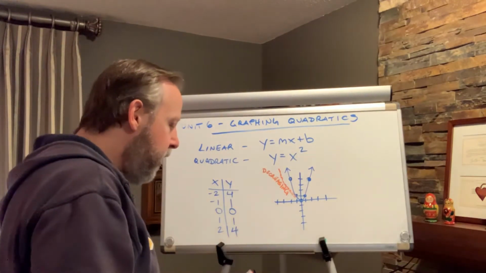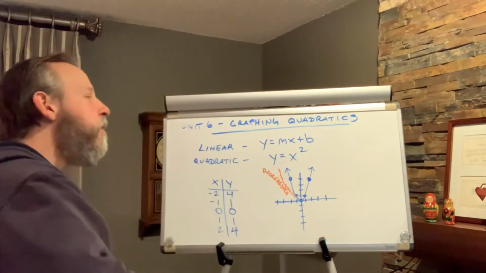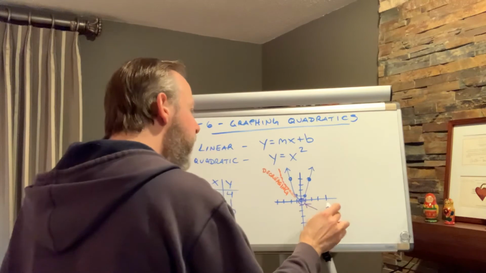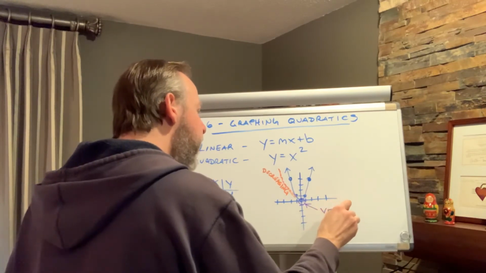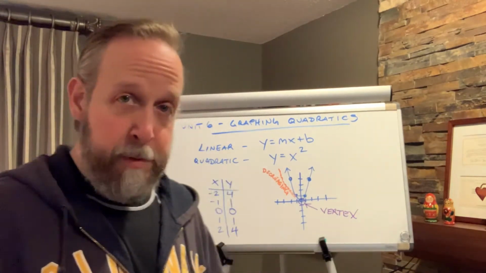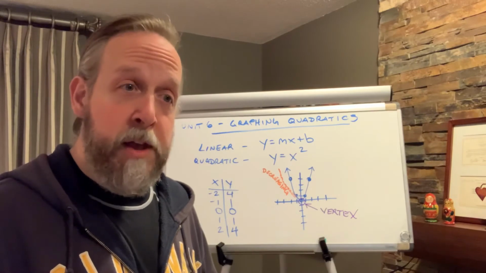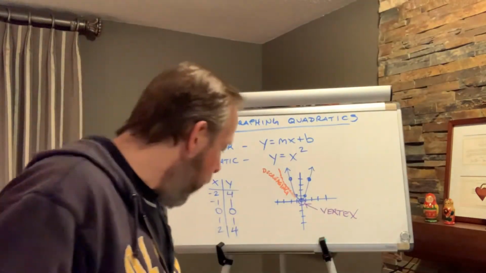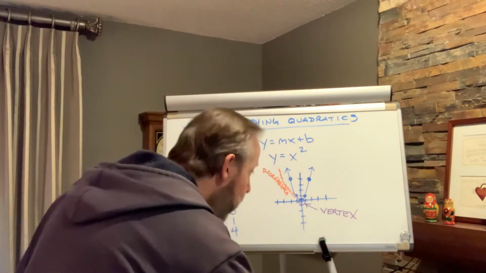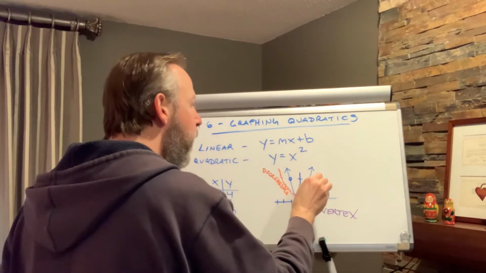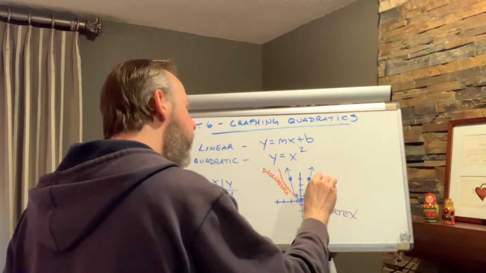until it hits this point where it turns around. This point is called the vertex. The vertex of a parabola is the place where the parabola turns around and stops its original path and goes in the opposite direction. So what do you think is happening on the other side of the vertex? Well, if you said it's increasing, you're correct.